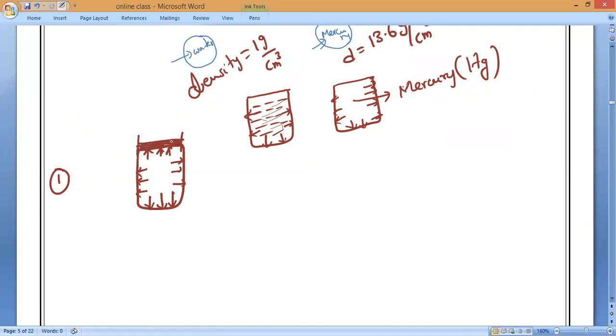Second point. At any point inside a fluid, the pressure is directed in all the directions with the same magnitude. With the same magnitude. Full stop.